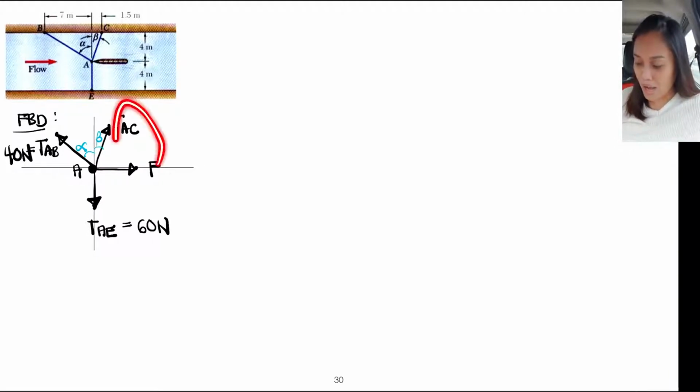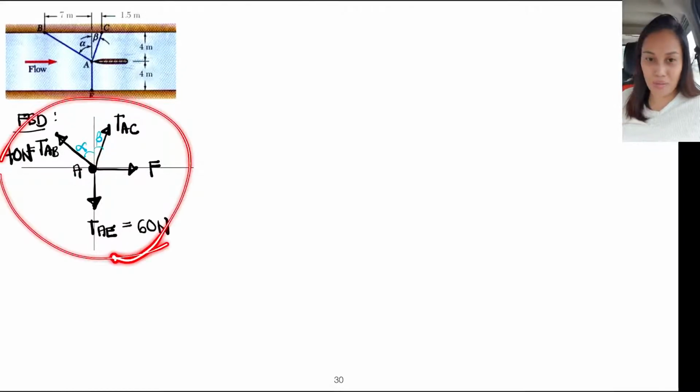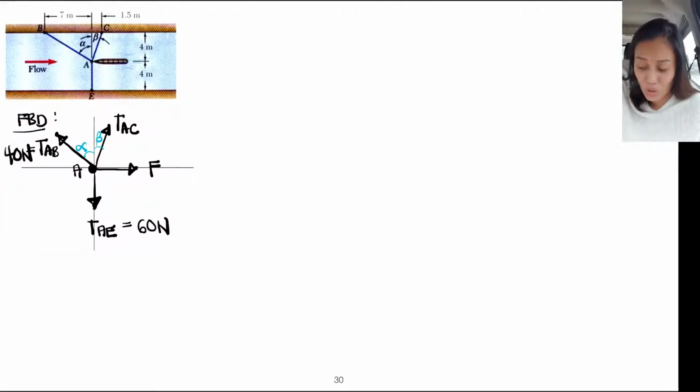We know the two unknown values, the two known values, and the angles. But it's still incomplete. We need to know the specific angles before we can start the analysis of this free body diagram. Okay, so let's solve for alpha and beta.